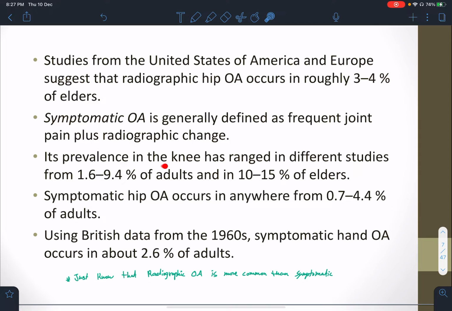Its prevalence in the knee has ranged in different studies from 1.6 to 9.4% of adults and 10 to 15% of elders. Symptomatic hip osteoarthritis occurs anywhere from 0.7 to 4.4% of adults.